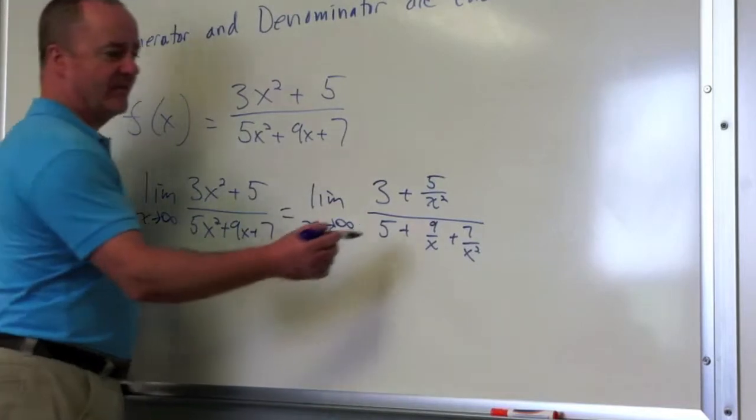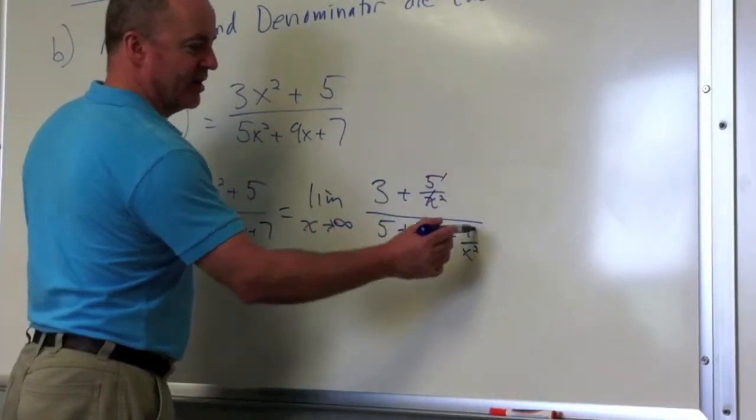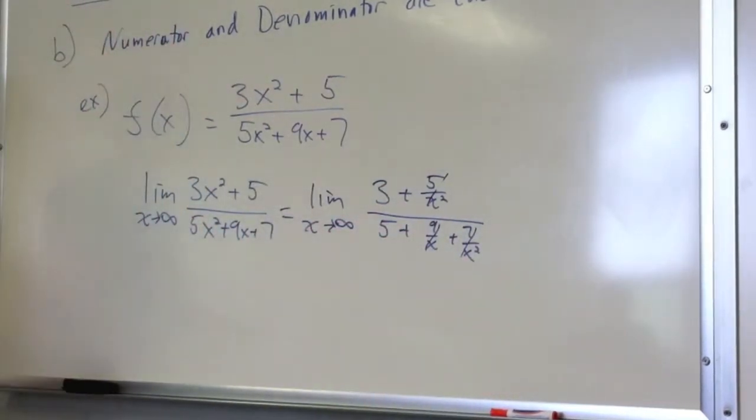Is it always divided by x? Well, there's a bunch of different tricks, but for polynomials, dividing by x to some power would be how you get this.